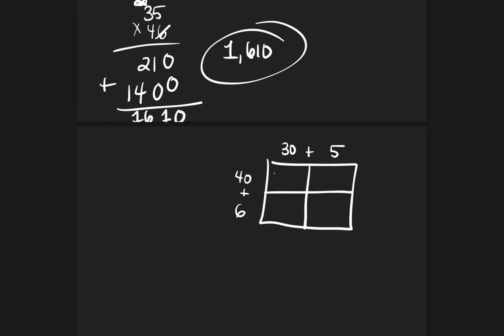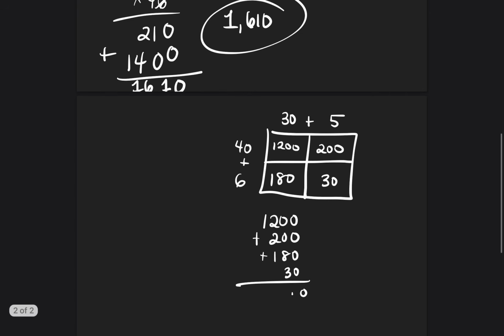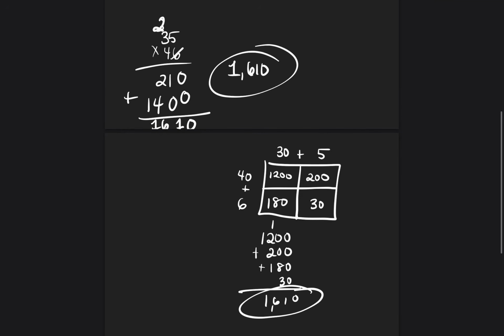So I do 40 times 30, which is 1,200. Then I do 5 times 40, which is 200. Then I do 30 times 6, which is 180. Then I do 5 times 6, which is 30. I like doing that kind of multiplication because I could just do those in my head. Then you just add them all together. 1,200 plus 200 plus 180 plus 30. So it's 1,610. And that's my answer.